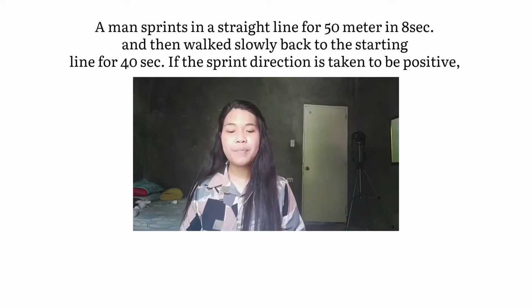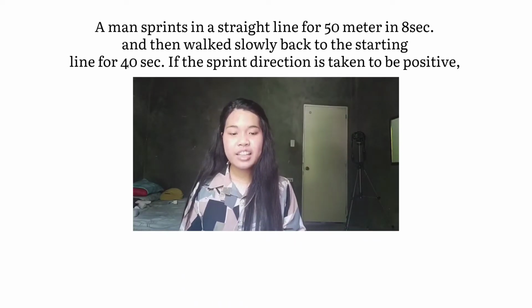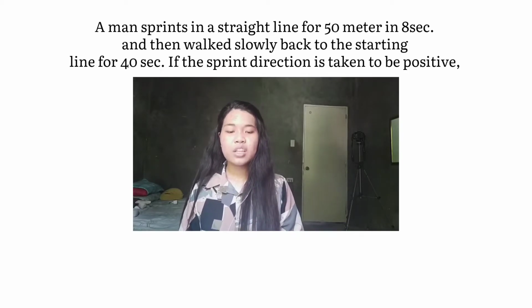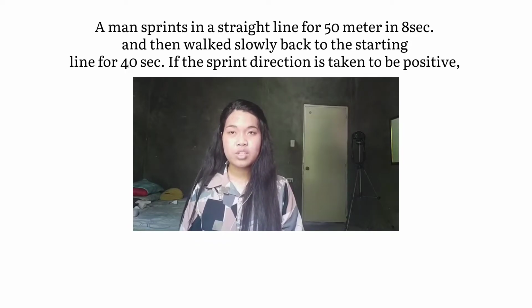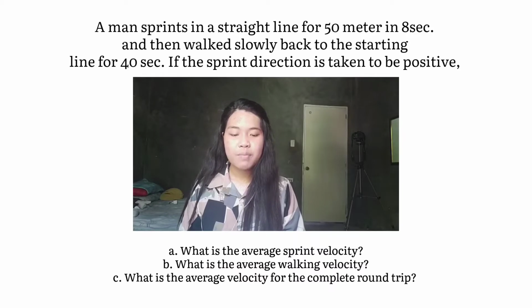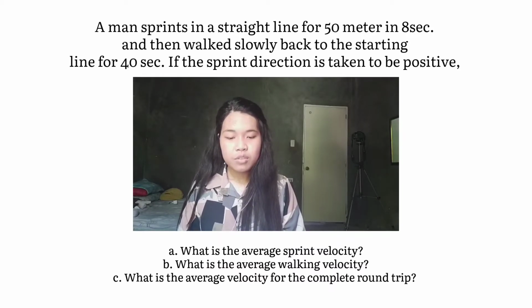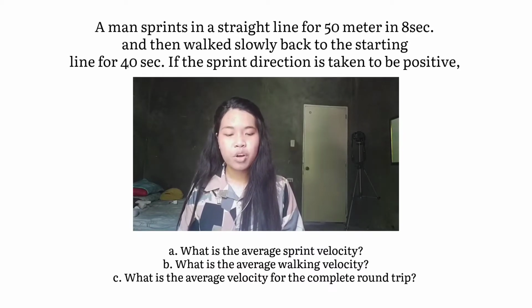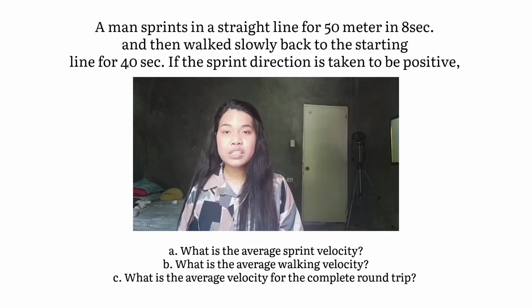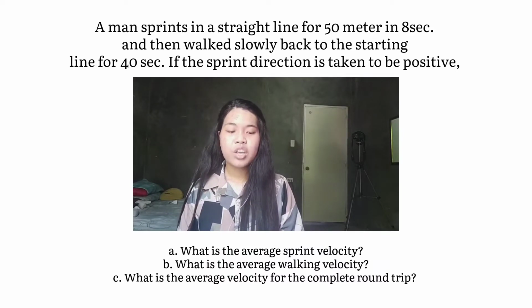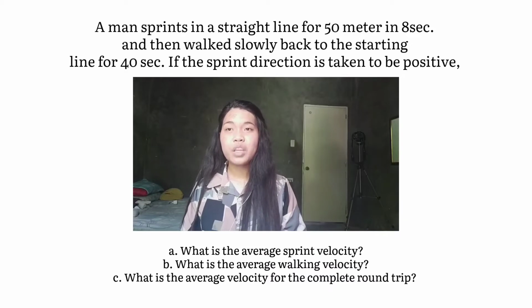So here's our problem. A man sprints in a straight line for 50 meters in 8 seconds and then walks slowly back to the starting line for 40 seconds. If the sprint direction is taken to be positive, in this problem we have 3 questions that we need to answer. First is, what is the average sprint velocity? Second, what is the average walking velocity? Third, what is the average velocity for the complete round trip?